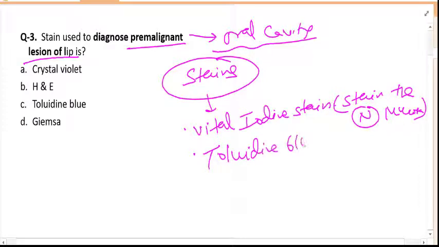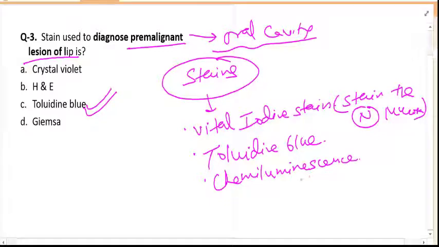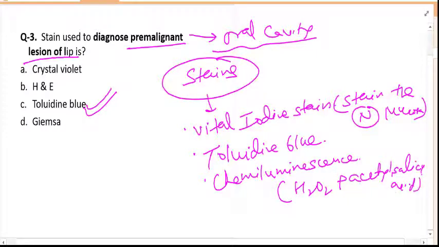Toluidine blue, which is our answer here. Then nowadays they use chemiluminescence. Chemiluminescence uses peroxide with acetylsalicylic acid for staining. Chemiluminescence is a light emission technique.